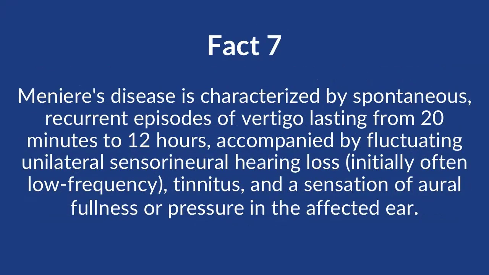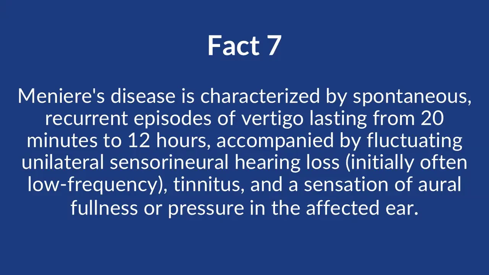The seventh principle covers Meniere's disease. This disease is characterized by spontaneous, recurrent episodes of vertigo lasting from 20 minutes to 12 hours. These episodes are accompanied by fluctuating unilateral sensorineural hearing loss, which is often low frequency initially, tinnitus, and a sensation of aural fullness or pressure in the affected ear.